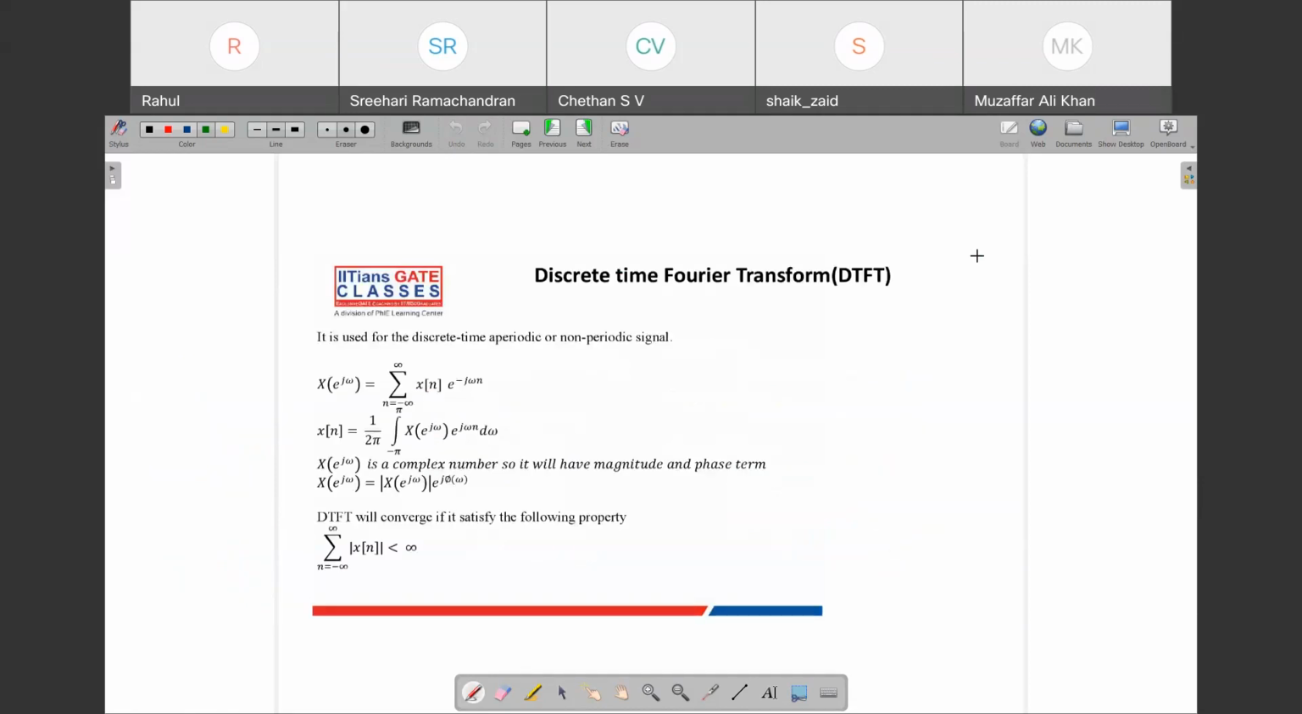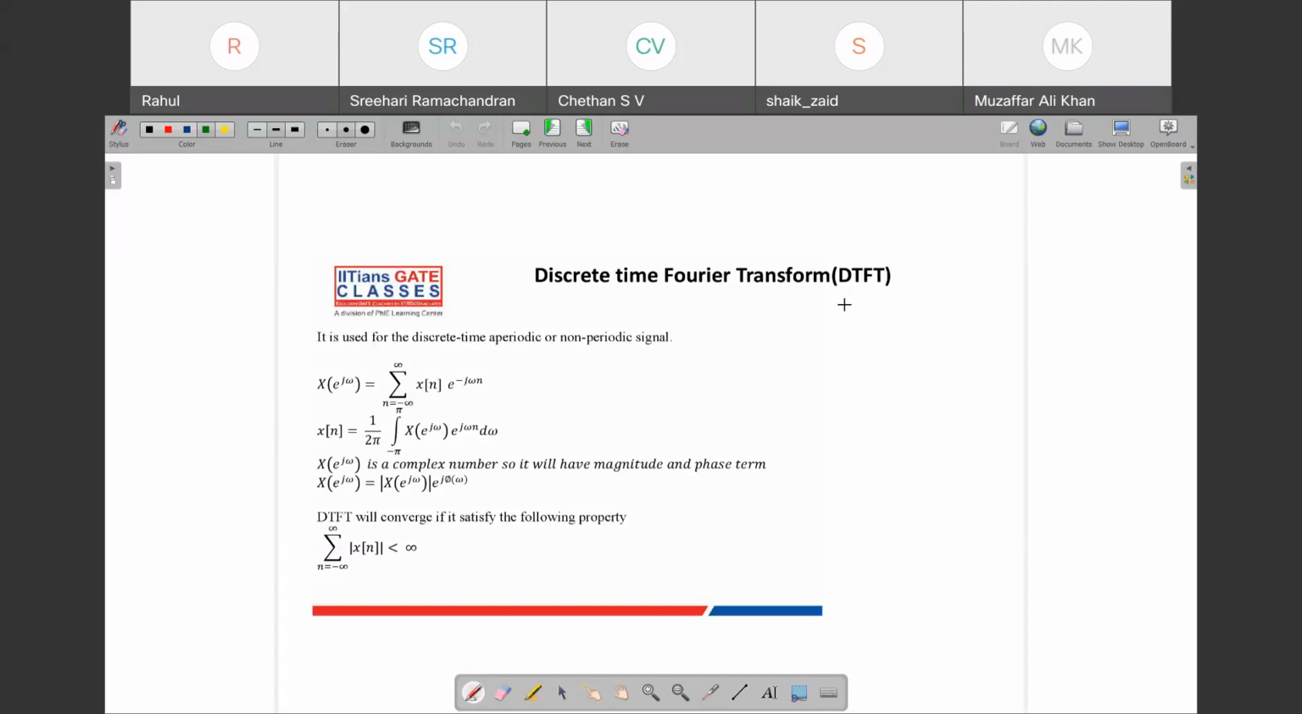So we'll jump to the new topic, the discrete time Fourier transform. You can correlate this with our continuous time Fourier transform. The discrete time Fourier series we calculate only for the periodic signal, but the discrete time Fourier transform you can calculate for the periodic as well as aperiodic signal, just like the continuous time Fourier transform.